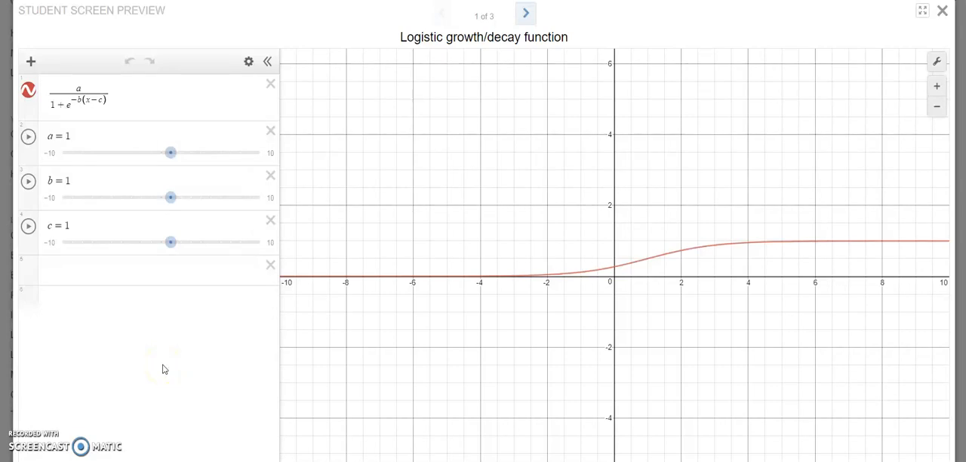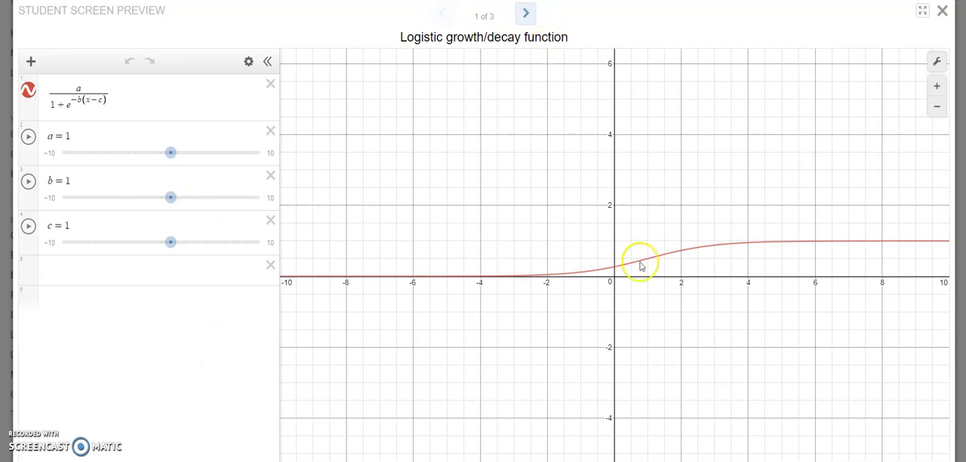Okay, so we're going to be exploring the logistic function within Desmos, and I've created a little applet that we can go through with different pages and explore different parts of this logistic equation. With the logistic equation, the main thing that most mathematicians look at is the growth and decay.